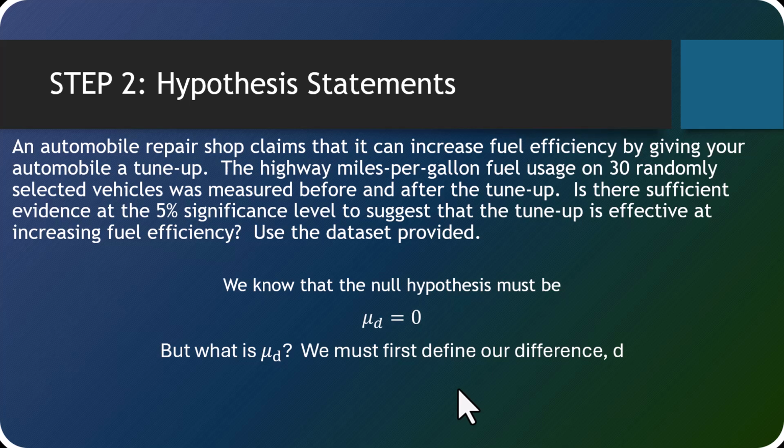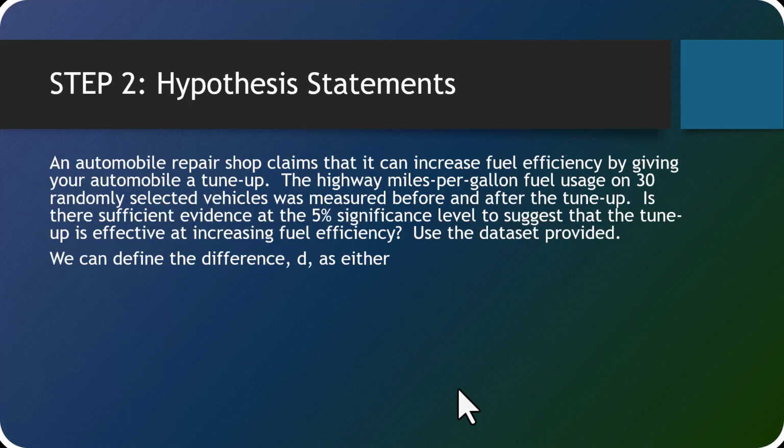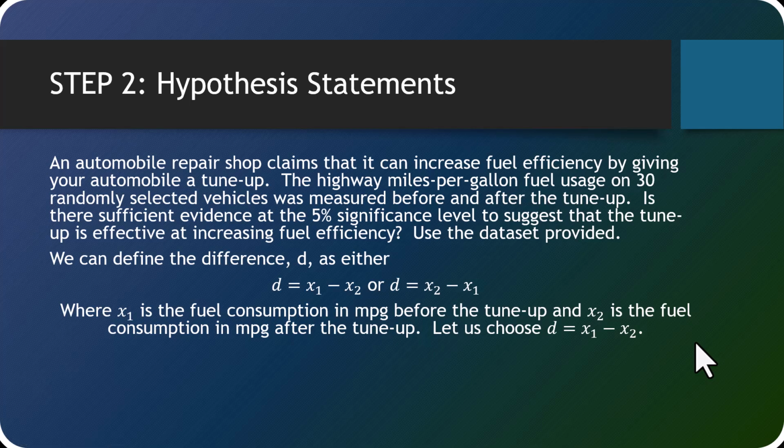Well, that d stands for difference, because remember what we want is to find the average difference in fuel efficiency before and after the treatment. So what we do, again, is we pair all of our samples and we subtract off the before and after data. So we have to define the difference as either x1 minus x2, meaning the before minus the after fuel efficiency, or the after minus the before. So I am randomly choosing this one, x1 minus x2. So again, that's the before the tune-up fuel usage in miles per gallon minus the after.